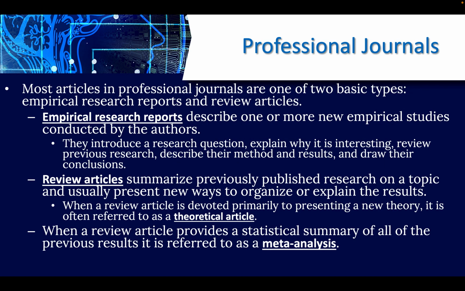Most articles in professional journals are one of two basic types: empirical research reports and review articles. Empirical research reports describe one or more new empirical studies conducted by the authors. They introduce a research question, explain why it is interesting, review previous research, describe their method and results, and draw their conclusions. These are empirical research reports.